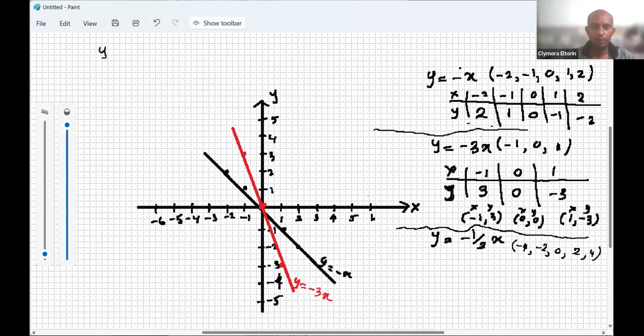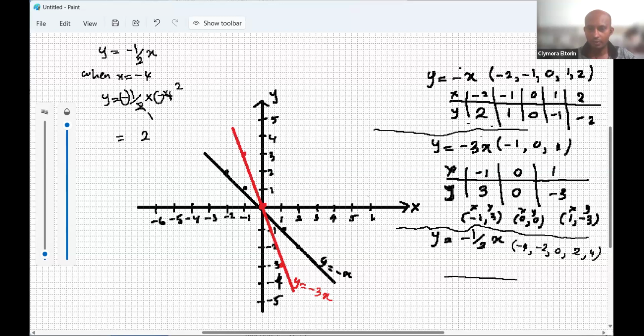Now what's the formula? y equals half x. Right? Let's substitute when x equals minus 4. Look at this one. The coefficient, that is the gradient, is half. What's the x value now? Minus 4. We can cancel: 2 times 1, 2 times 1. So 2 into 1 is 2. Minus into minus, what's the answer? It's plus.